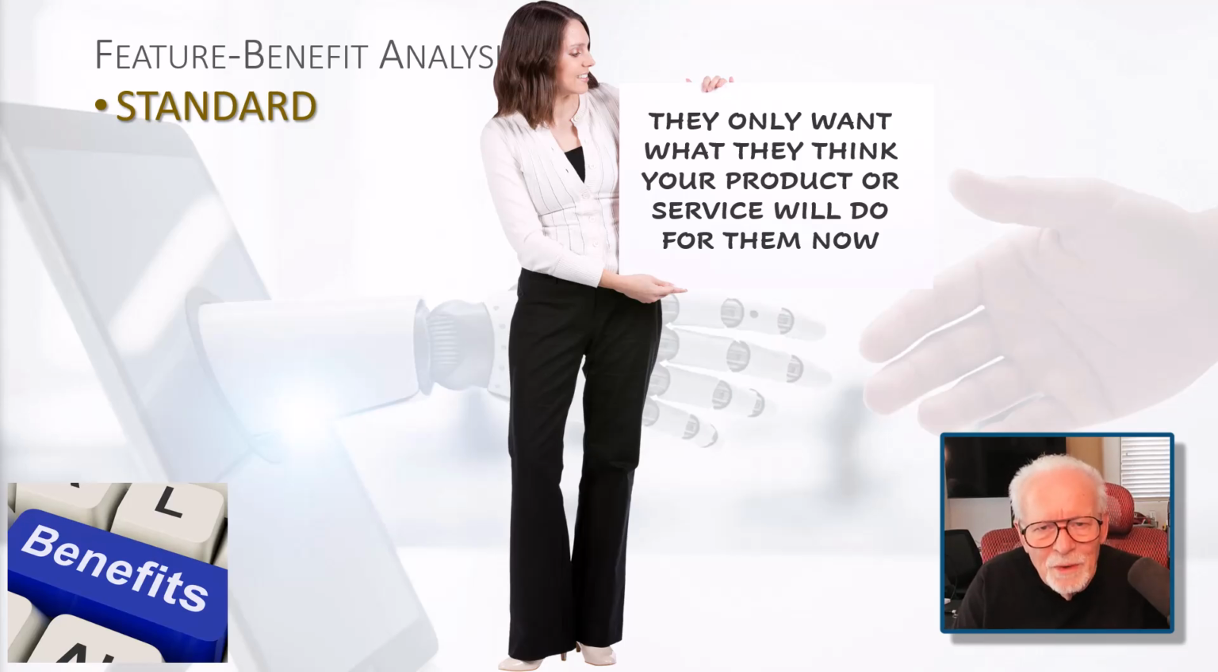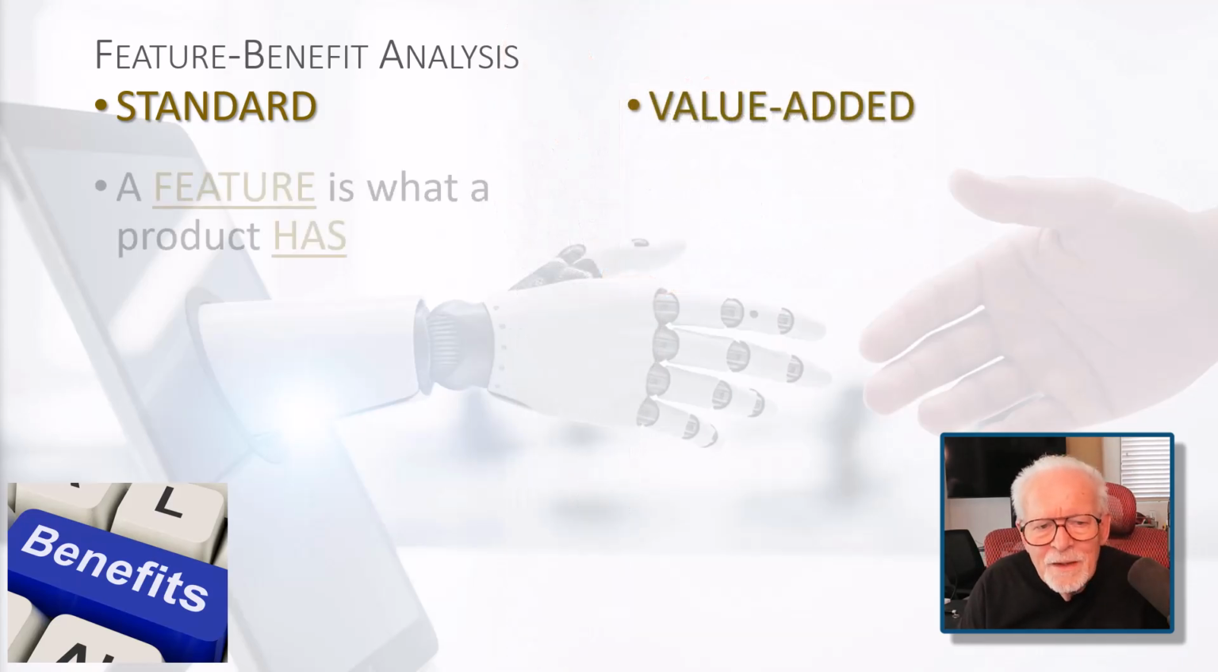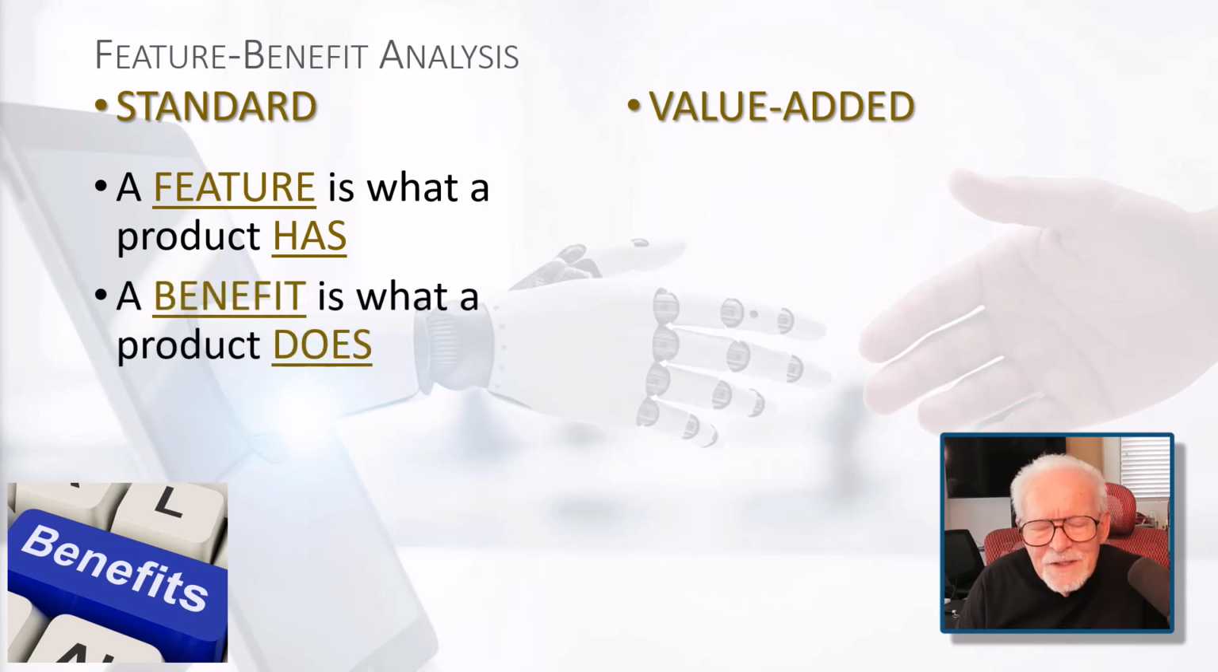Endorsements are valuable. Referrals are valuable. But what we did for someone else may or may not be as applicable to this buyer as this buyer would like to have. A feature is what a product has. A benefit is what a product does. That's a standard, basic feature benefit analysis. And in fact, you can look at any object, any item, any service, any product, and start doing a feature benefit analysis. I encourage you to do that.